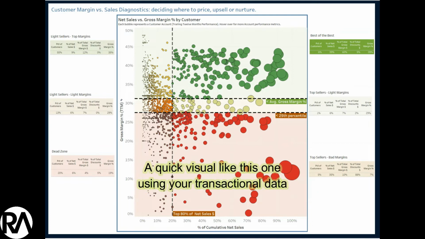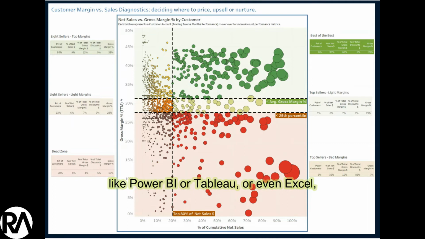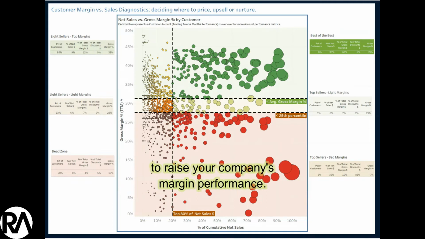A quick visual like this one using your transactional data, which can be quickly done with many self-serve BI tools like Power BI or Tableau or even Excel, can guide your pricing, commercial, and finance teams in the right direction to raise your company's margin performance.